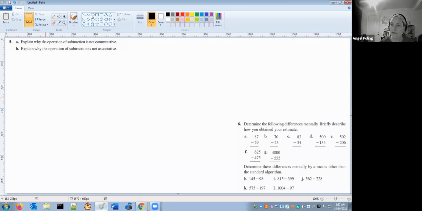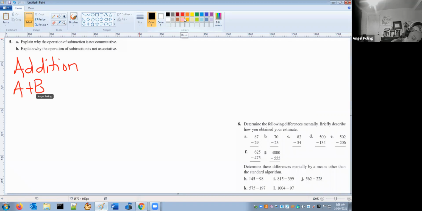Okay, so what they're saying with the commutative property is that we can't change the positions, right? So let's look at the commutative property for addition. That says that A plus B equals B plus A.